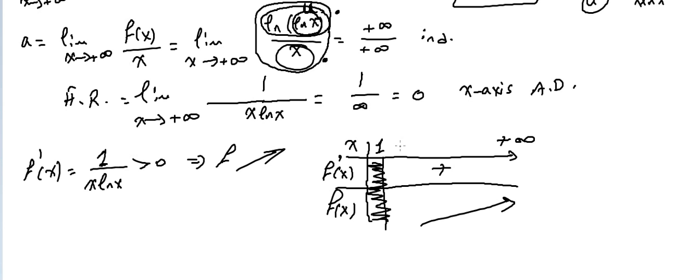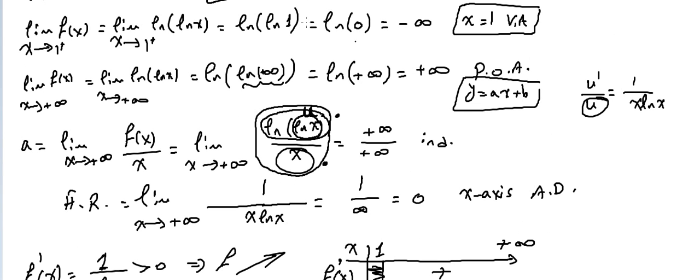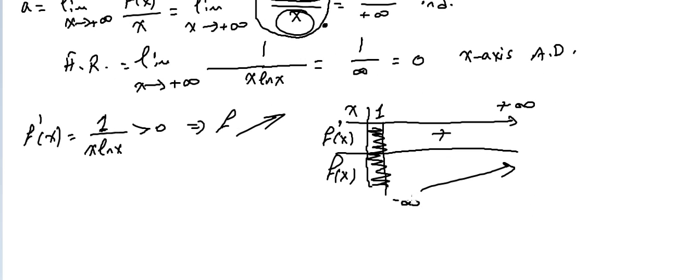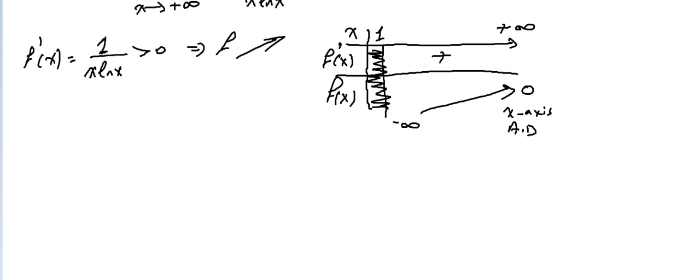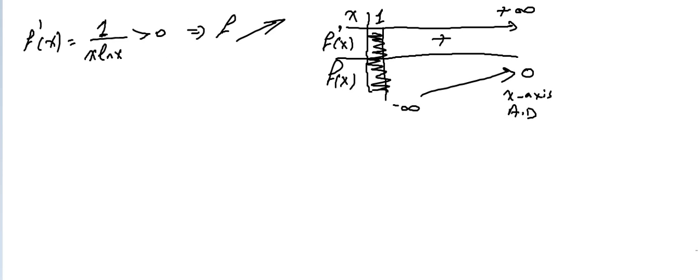And the limit at 1, if you can go back, the limit at 1 plus was minus infinity, and this is 100% true, because it goes from minus infinity up to somewhere. The limit at plus infinity gives me 0, right? And the abscissa axis, the x-axis, is an asymptotic direction. We're done. We're almost done. Let's see if we have some particular points.